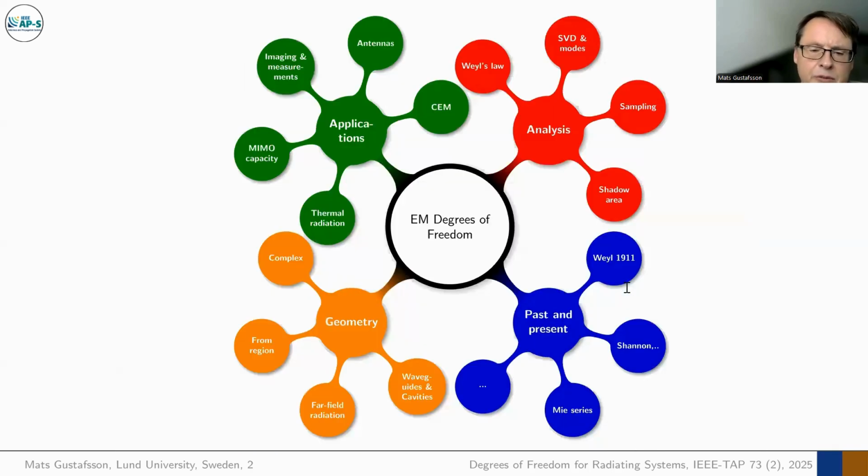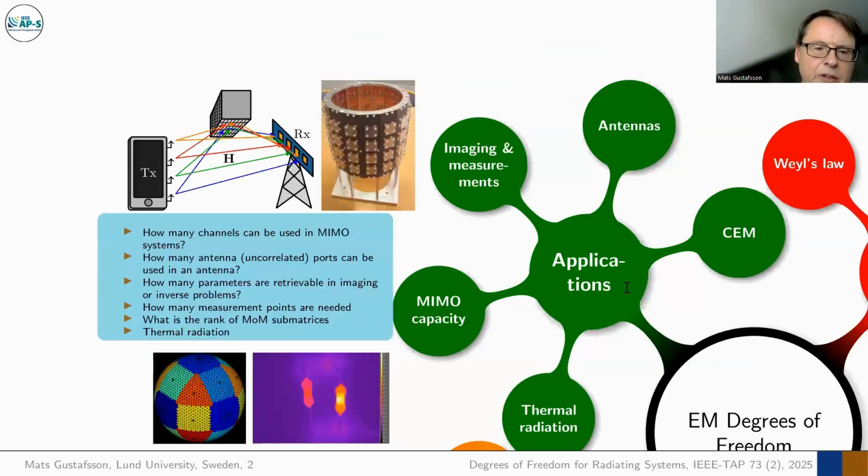So the number of degrees of freedom can be viewed from many different perspectives. Starting with applications, we can ask many questions. For example, in this paper, we really focus on what is the number of degrees of freedom in communication channels for MIMO. How many channels can we get? But as you can see, there are many other ones here, for the number of antenna ports we can have, even down to thermal radiation. All of those involve degrees of freedom.